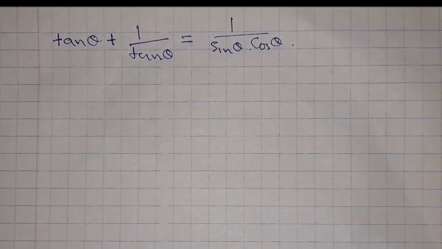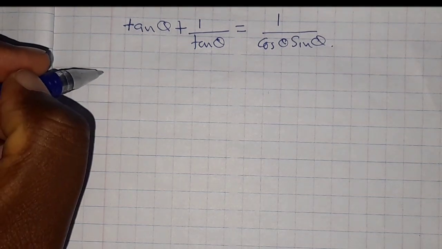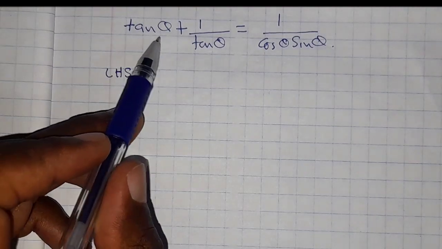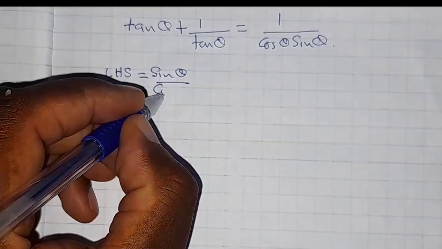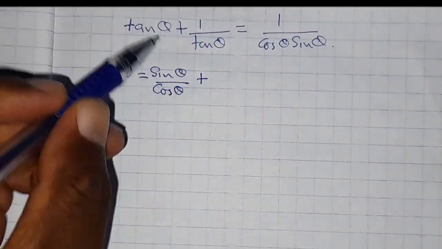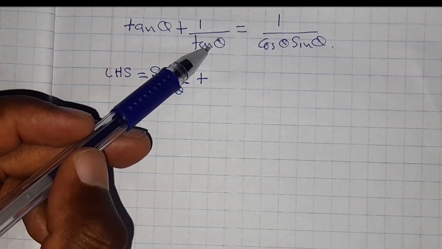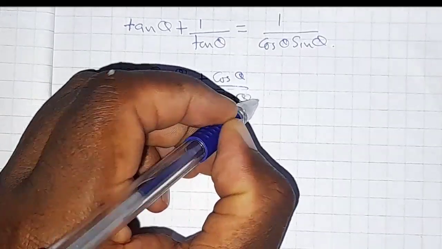All right, here is another identity. Tan theta plus 1 over tan theta is equal to 1 over cos theta times sine theta. We need to prove this identity. Let's start with the left hand side. Our left hand side is equal to tan theta, which is the same as sine theta over cos theta, plus, if tan theta is equal to sine theta over cos theta, then 1 over tan theta will be equal to cos theta over sine theta.